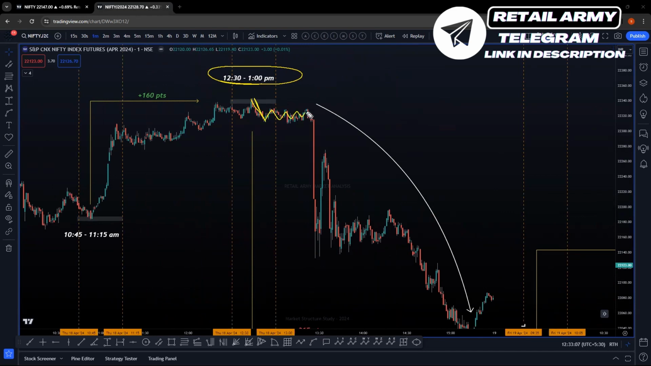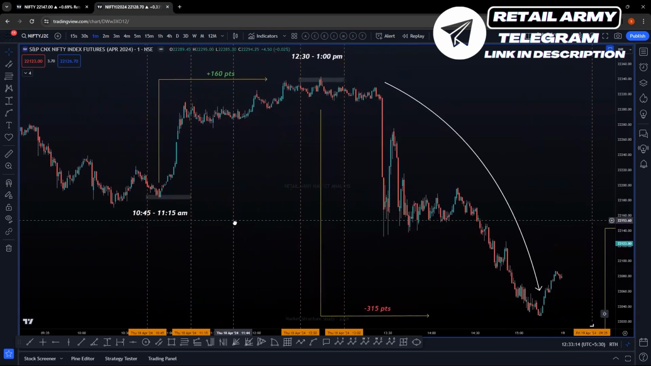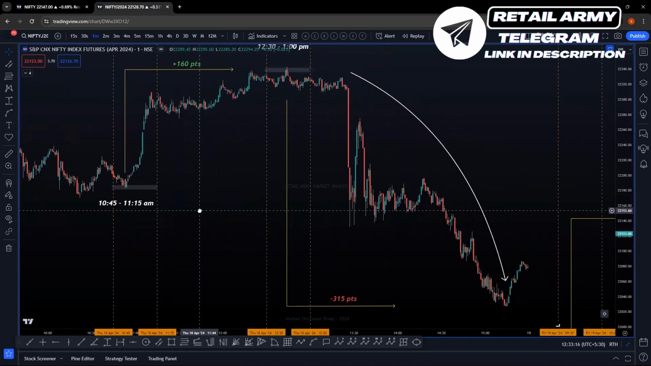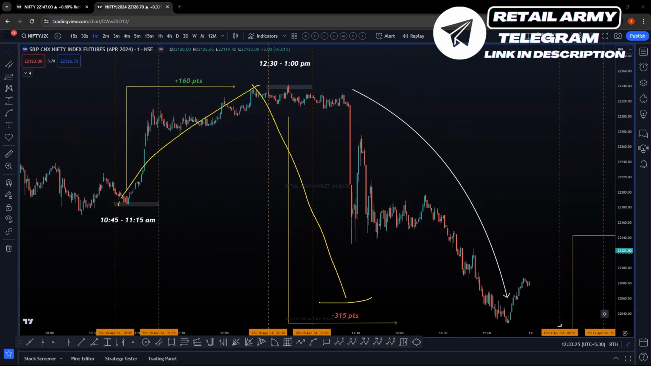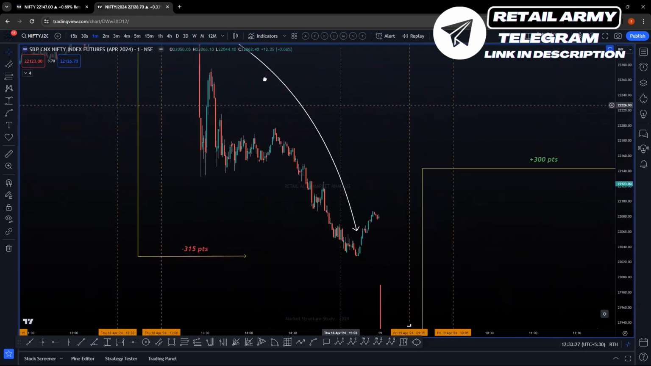Started from this point, right? And then a sharp fall. This is your 1 minute chart of Nifty futures, and it's a very good fall in the market, nearly 315 points. So if you see, using our time zones, approximately 400 points were captured, right? 400 points again on Friday, right?